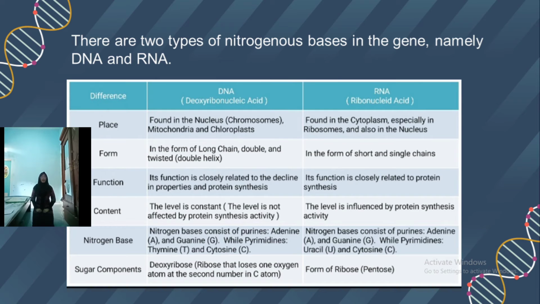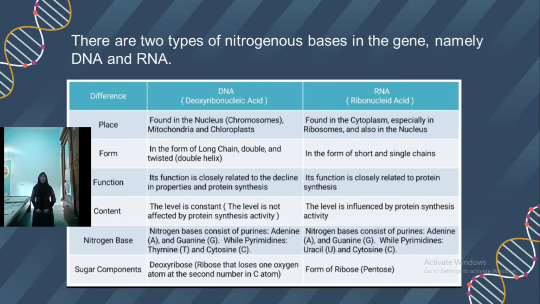The first is place. DNA is found in the nucleus, in chromosomes, mitochondria, and in chloroplasts. And then RNA is found in the cytoplasm, especially in ribosomes and also in the nucleus. And second is form. DNA is in the form of long chains, double and twisted, or double helix. RNA is in the form of short and single chains.